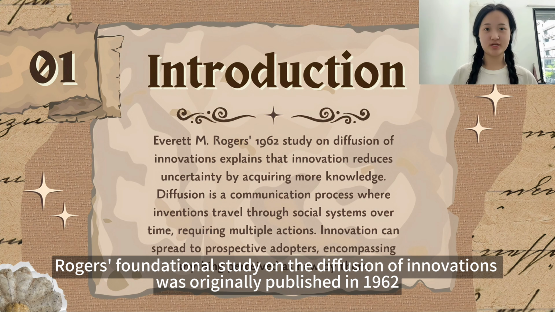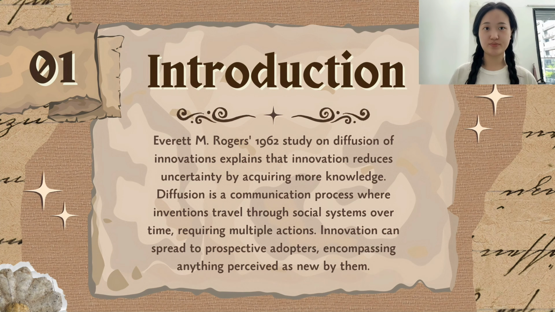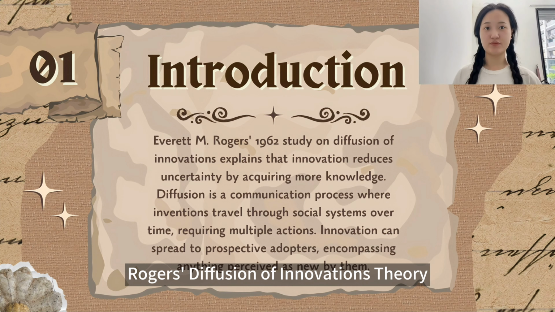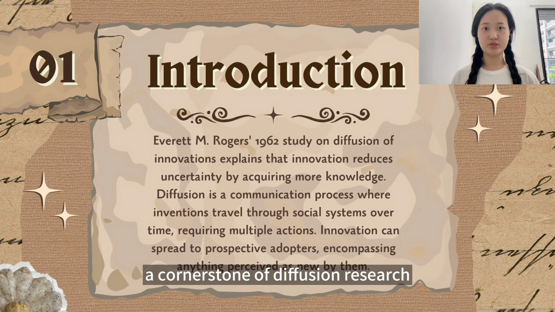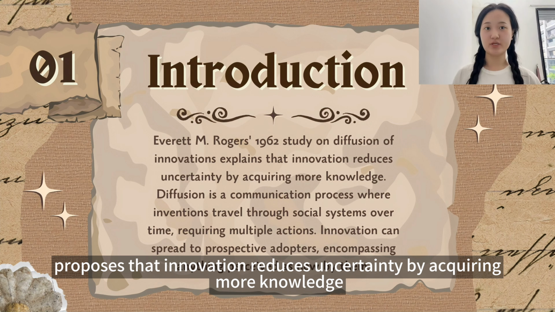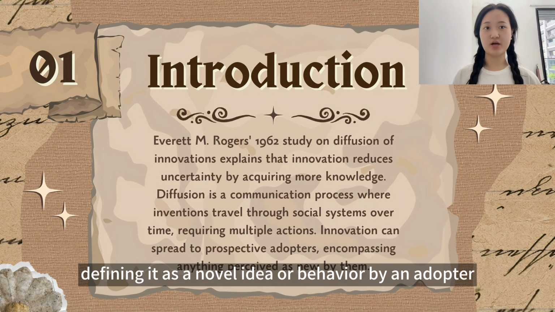Everett M. Rogers' foundational study on the diffusion of innovations was originally published in 1962. Everett M. Rogers' Diffusion of Innovation Theory, a cornerstone of diffusion research, proposes that innovation reduces uncertainty by adding more knowledge, defining it as a novel idea or behavior adopted by an adopter.